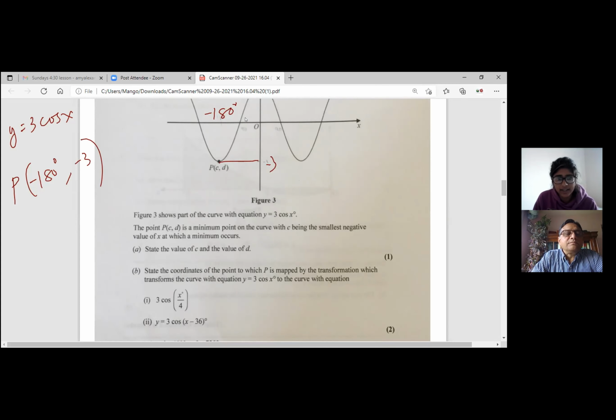Part B says: state the coordinates of the point at which P is mapped by the transformation which transforms the curve with the equation y equals 3 cos x to the curve with the equation part I, which is 3 cos (x over 4). So state the coordinates of the point to which P is mapped. So you have to map P to the new function, right? And in the function, what we have done is we have only horizontally stretched by a factor of 4, right? Yeah.